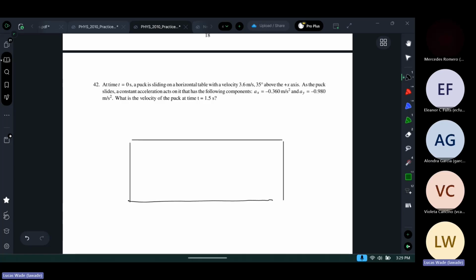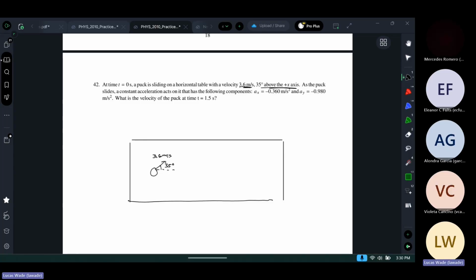Okay, so at time 0, a puck is sliding on a horizontal table with a velocity of 3.6 meters per second, 35 degrees above the x-axis. So it's sliding 3.6 meters per second, and it is 35 degrees above the x-axis, meaning the horizontal axis.